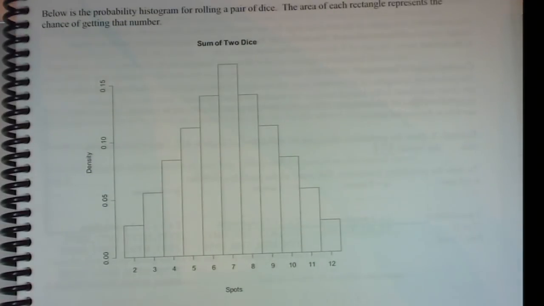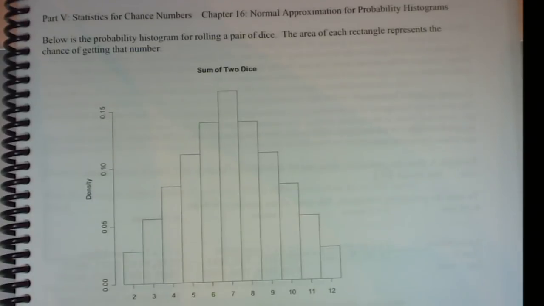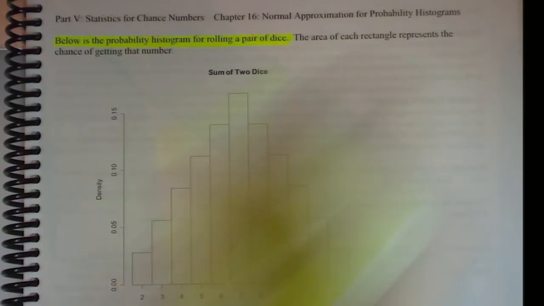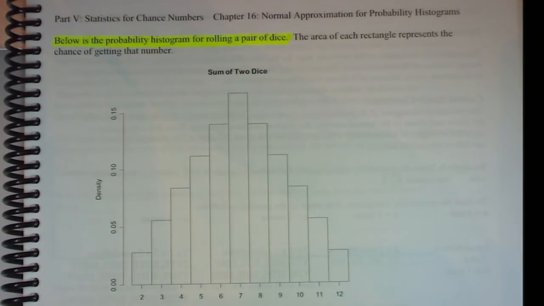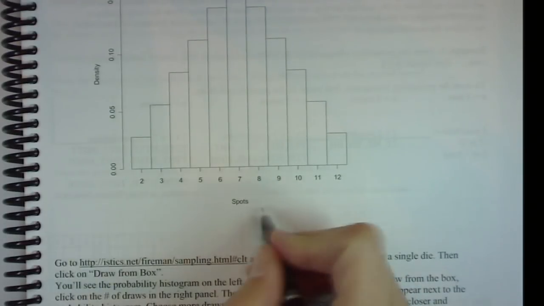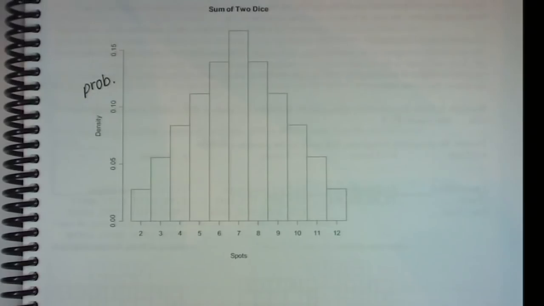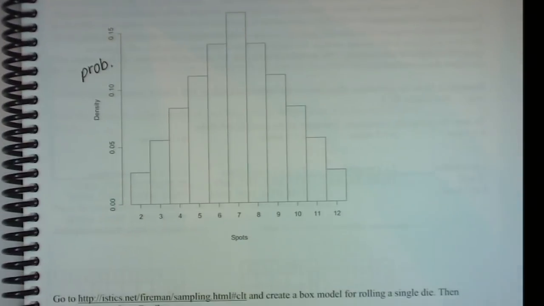So here is the exact same histogram. Below is a histogram for rolling 2 dice, rolling a pair of dice. And this was generated by our data program. You could use any software to generate a histogram like this. And it's the same thing. Here are all my outcomes, 2 through 12 spots. And then the density is just another way to interpret it, the probability. And this one looks better than the one that I drew, but it's really the exact same thing.